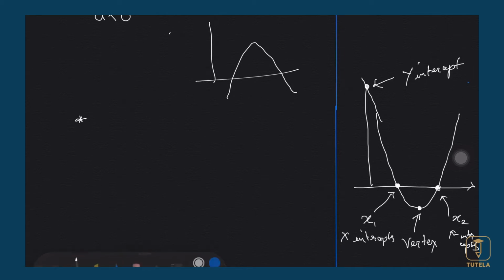And of importance, there is a line which we usually find on the parabola, also called the line of symmetry. The vertical line passing through the vertex is called the line of symmetry. First thing we'll try to find is the roots, or x-intercepts.